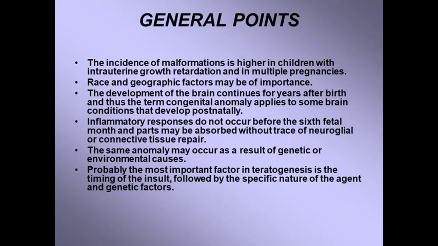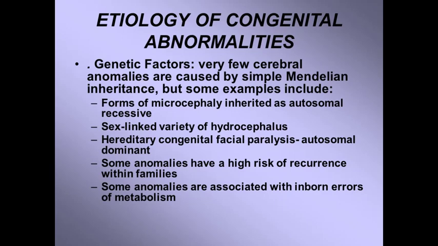The same anomaly can occur as a result of genetic or environmental causes. Probably the most important factor in teratogenesis is the timing of the insult, followed by the specific nature of the agent and genetic factors. Very few cerebral anomalies are caused by simple Mendelian inheritance, but some examples include a form of microcephaly inherited as autosomal recessive, an X-linked variety of hydrocephalus, and hereditary congenital facial paralysis, autosomal dominant.